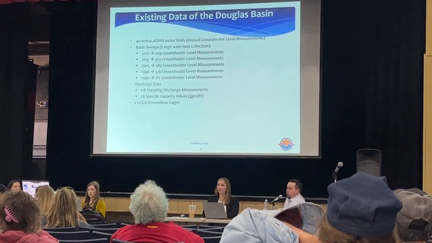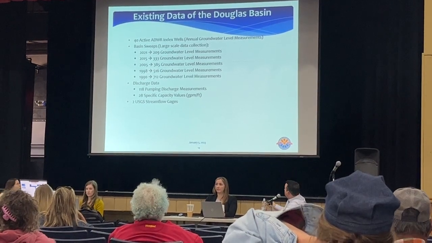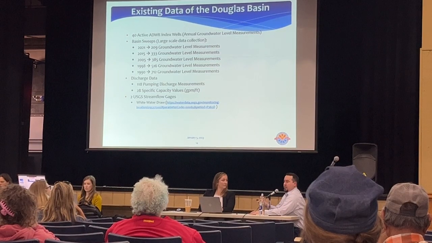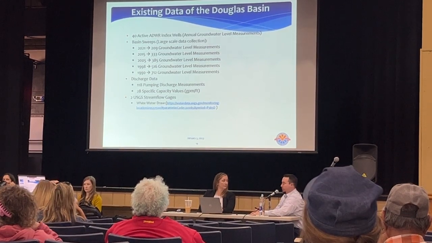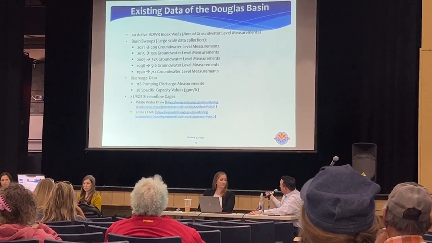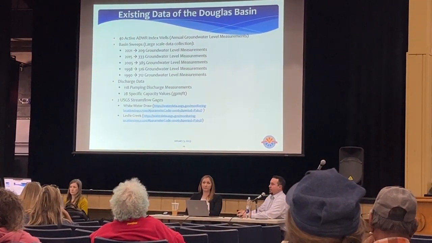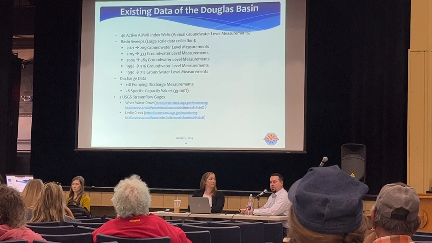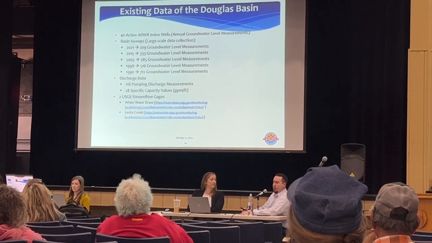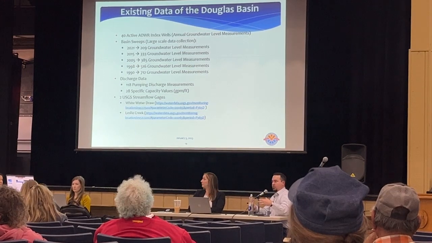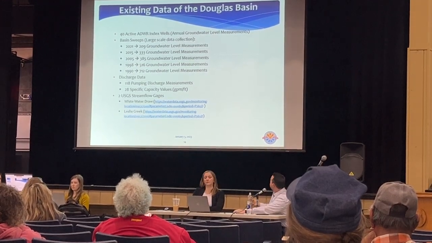There's also 2 USGS stream flow gauges in the Douglas Basin. In the presentation, just so you guys have access, I've put the links to them in here, but there's the Whitewater Draw and Leslie Creek. So anyone can click on these links and go see what the perennial flow streams look like, what the surface water flow looks like at these places. So this is a quick list of what data is currently available to us.